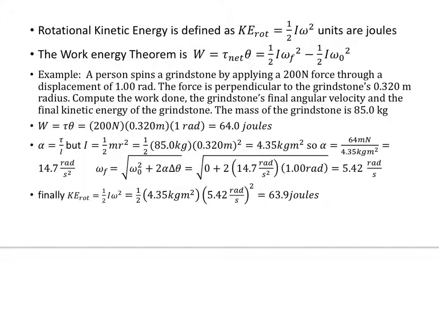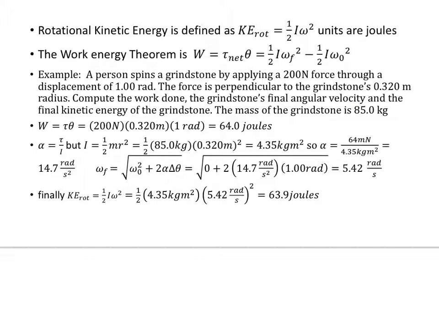So let's try a problem. We've got a person who spins a grindstone by applying a 200 Newton force through a displacement of 1 radian. The force is perpendicular to the grindstone's 0.320 meter radius. We want to compute the work done, the grindstone's final angular velocity, and the final kinetic energy of the grindstone. The mass is 85 kilograms.